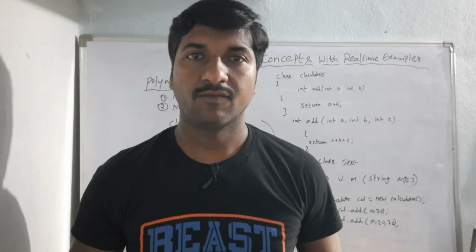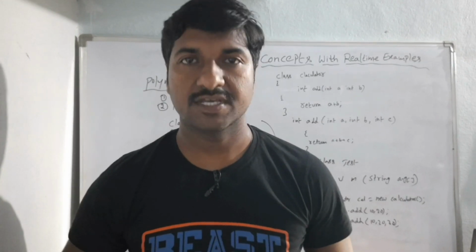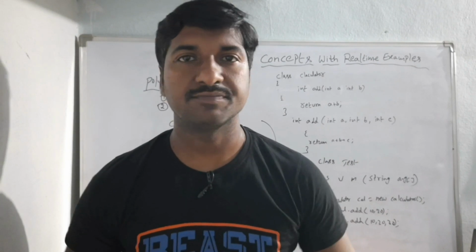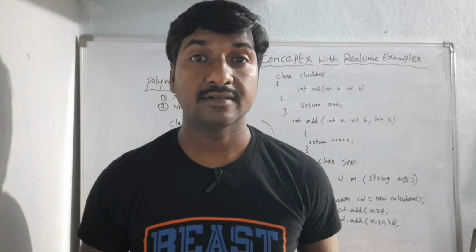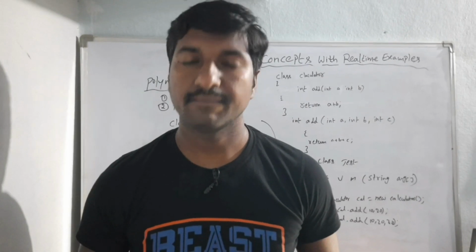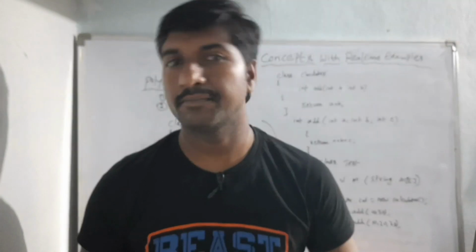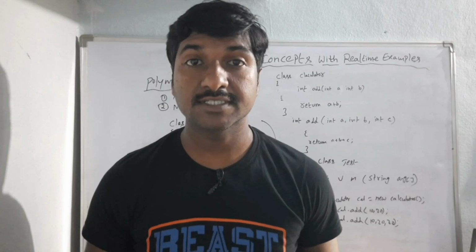Next one is polymorphism. It is also one of the salient features of the OOPS concept. Then what is polymorphism? Polymorphism means many forms, or we can say that one method can take more than one form based on the type of parameters, order of parameters, or number of parameters. In simple terms, polymorphism means many forms.